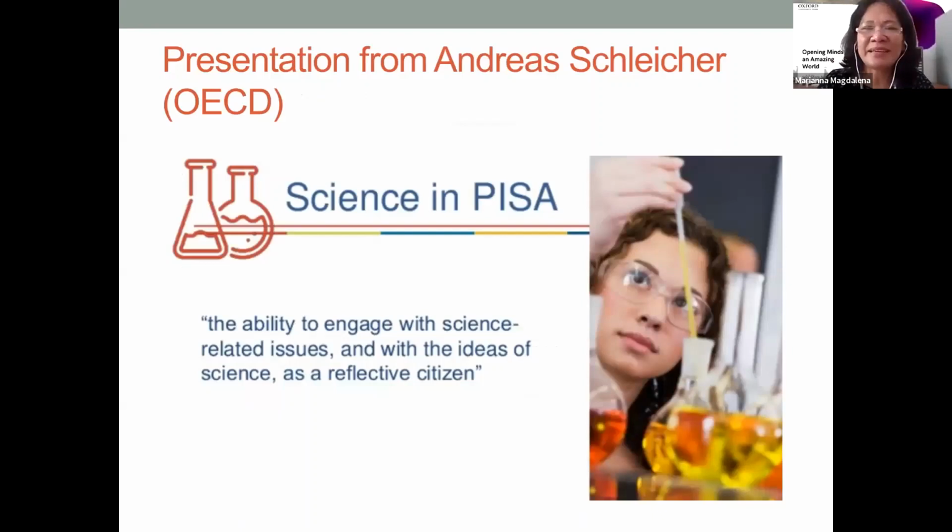OECD is the organization that conducts PISA, yeah? From his presentation, what is science in PISA actually? The ability to engage with science-related issues. What are the science issues now? And with the ideas of science as a reflective citizen. So always the goal is how science can contribute to this world.